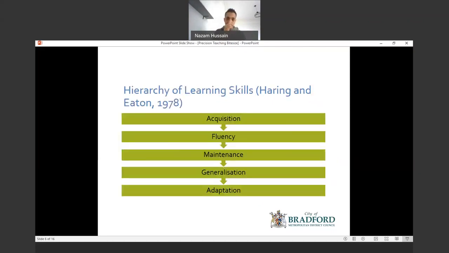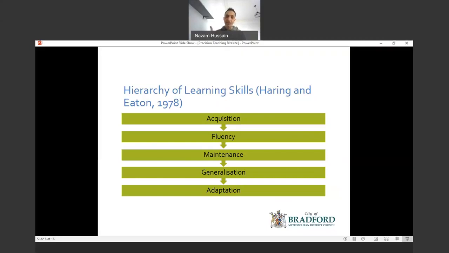A good model to think about learning skills is the Haring and Eaton model. And they said essentially whatever skill you learn, you go through these phases here: initially acquisition, then fluency, maintenance of those skills, and then you generalize those skills and then you adapt them. So think about them in more creative ways.